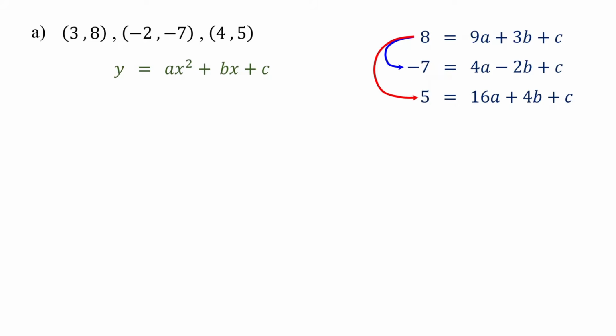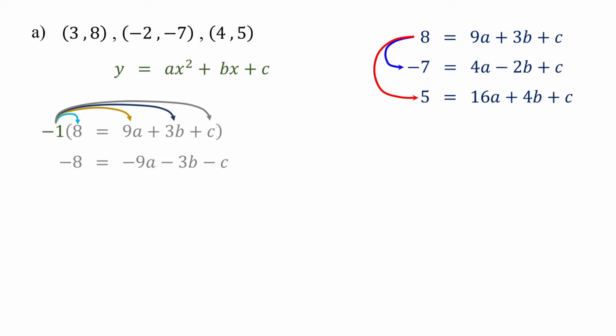But remember, when using the elimination method, we need to make the coefficients of the variable we want to eliminate opposites. So, we multiply the first equation by -1 to make the coefficient of c opposite to those in the second and third equations. Now add this modified first equation to both the second and third equations. Let's add it to the second equation first.